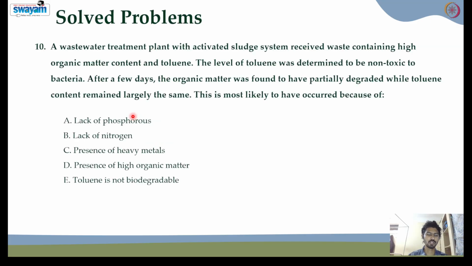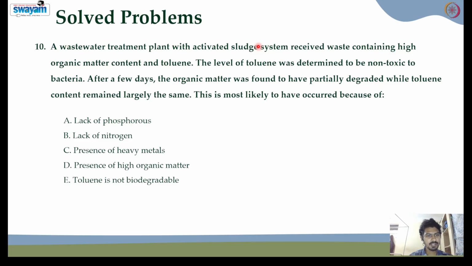So the last question for today's session: a wastewater treatment plant with an activated sludge system receives water which contains both organic matter and toluene. The level of toluene was determined to be non-toxic to the bacteria. So they clearly mention that the toluene is non-toxic to the bacteria present in the activated sludge system. After a few days, the organic matter was found to be partially degraded, but the toluene content largely remained the same. So this is most likely to have occurred because of what reason?